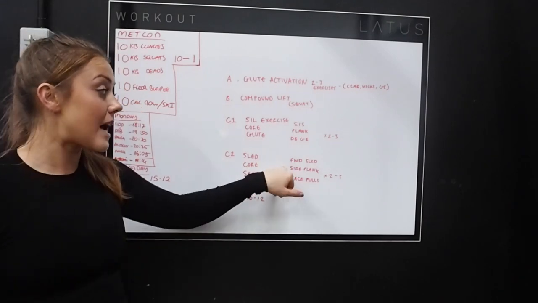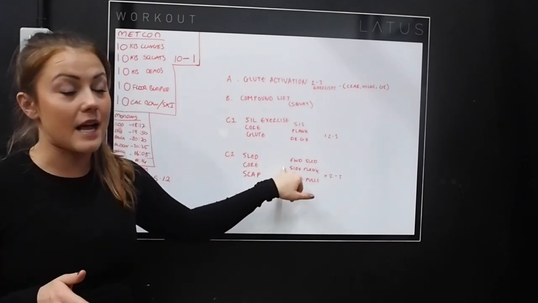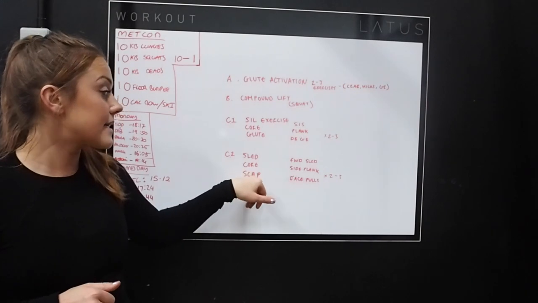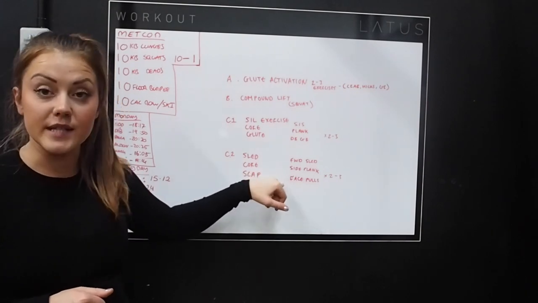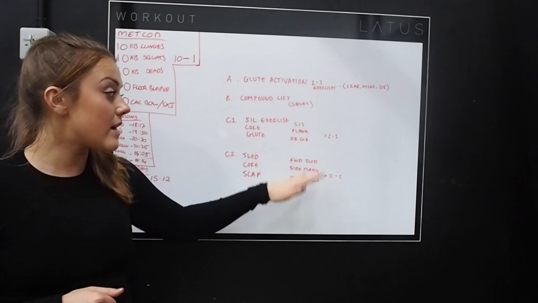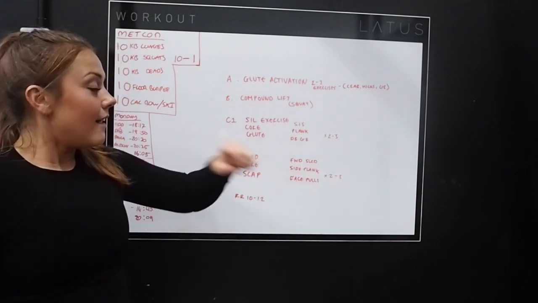Core exercise, I'm going to do a side plank. I would do 20 seconds each side on that one. And then scap strengthening, I'm going to go face pulls, and again, 10 to 12. Try to set that again 2 to 3 times.